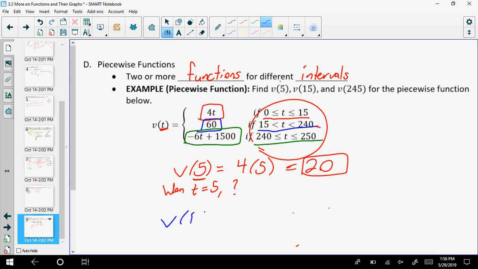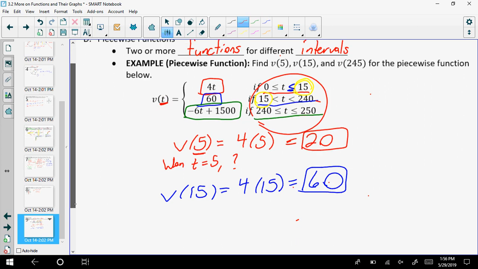Next one, v of 15. So they want to know when t equals 15, what would I get out? So let's look at our intervals. Now there's an issue. Two of them mention 15, but I'm only going to use one of them. How do you know which one to use if they both mention 15? Well, notice the top one has the equal to bar. I can be equal to 15. The middle one, I can't be equal to 15. So because of that equal to bar, I'm going to use the top function again. So 4, and this time I'm plugging in 15. 4 times 15, and I'd get 60.